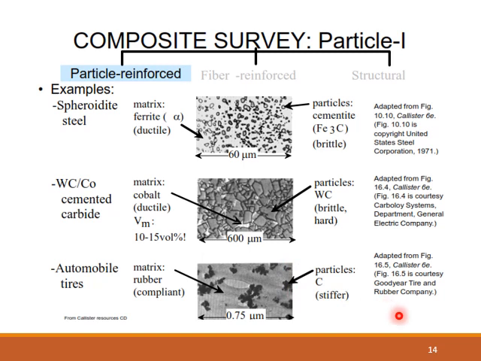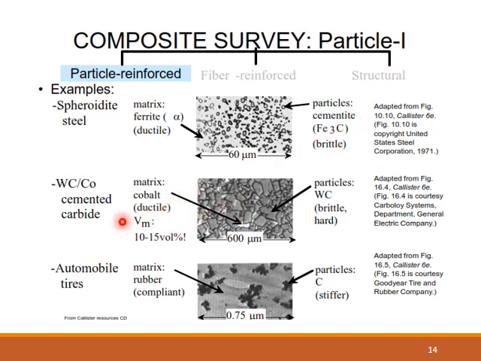So let's now try to understand what a particle reinforced composite is by giving examples. A typical example of a particle reinforced composite is ferrite steel. The steel is such that you have a ductile matrix, which is ferrite iron, and the particles in there are cementite, that is iron carbide. You see the ferrite iron is ductile, while the cementite is brittle. If you combine these two, you have a spheroidite steel that has a unique property, a combination of this ductility and the high strength that you have with cementite.